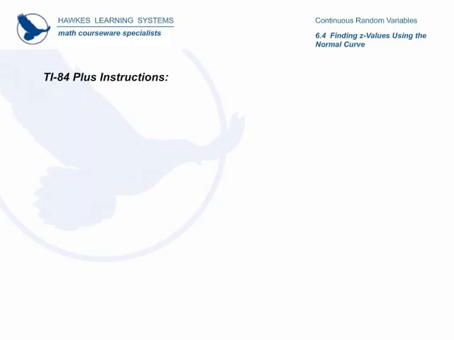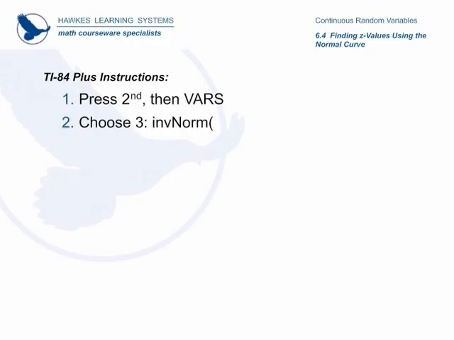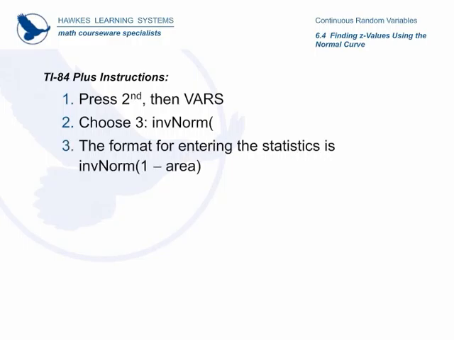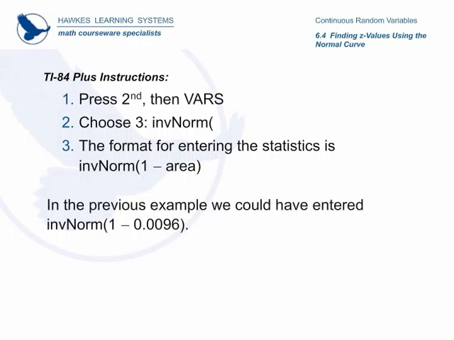Using our calculator, we can take a look at the instructions. Press the second key, then vars. Choose 3, which would be invNorm, open paren. The format for entering the statistics is invNorm, open paren, 1 minus the area, close paren. In the previous example, we could have entered invNorm, open paren, 1 minus 0.0096, and that would have given us our answer.